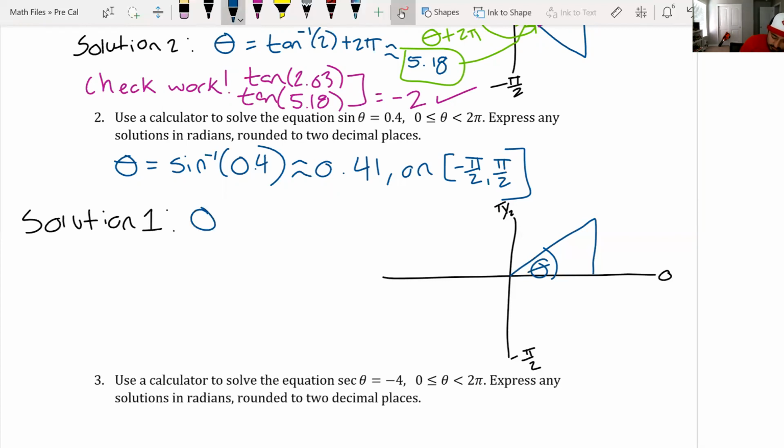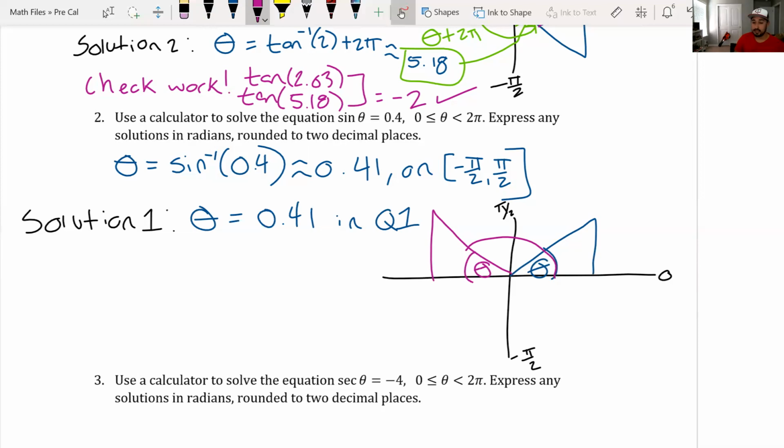Solution 1 is theta is 0.41. That's in quadrant 1, which is perfect. Now we have to figure out, how do I get another positive value for theta? Well, remember, sine is only positive in quadrant 2. So this means that we need to get this value of theta into quadrant 2.